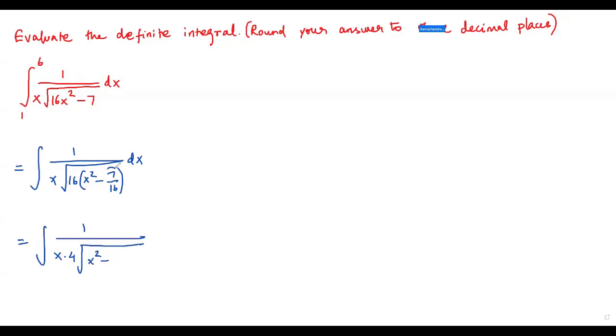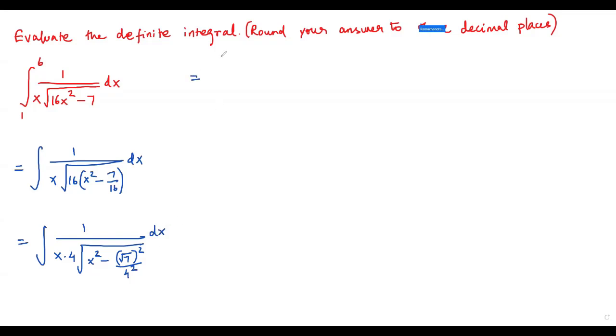And now I'm going to write this 7 as a square. Actually, 7 is not a perfect square. In that case, what should I do? It's very simple. I have to take a square root and then it has to be squared. And then 16 can be written as a square because 16 is a perfect square. So it can be written as 4 square times dx.